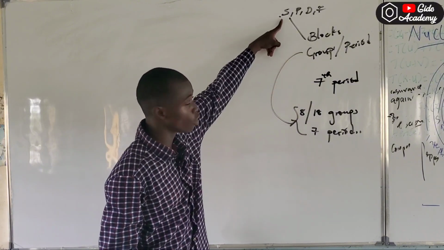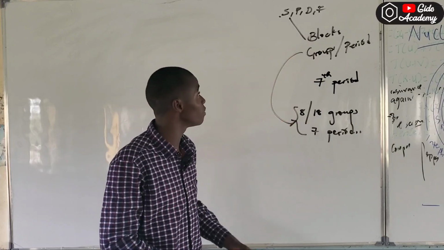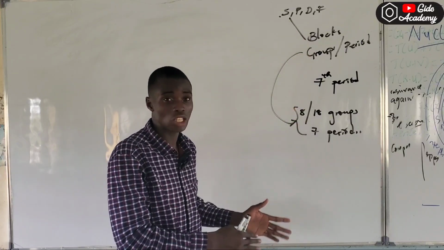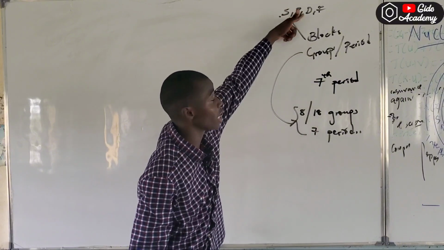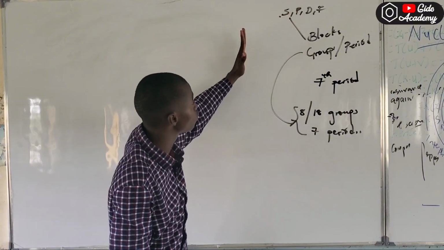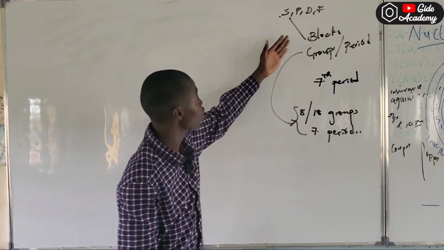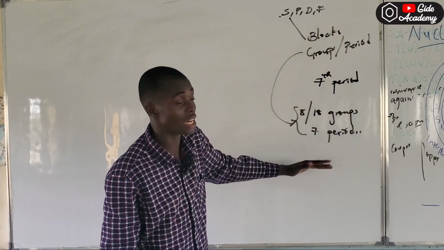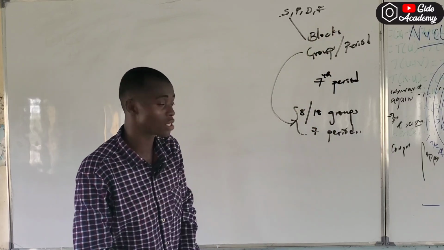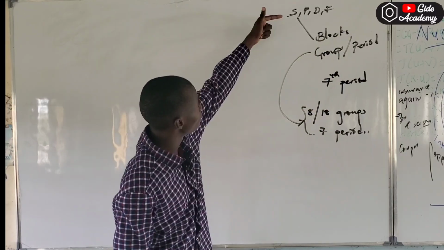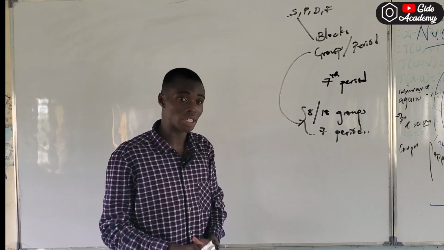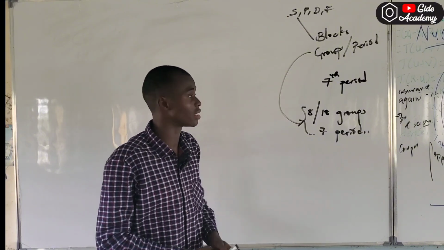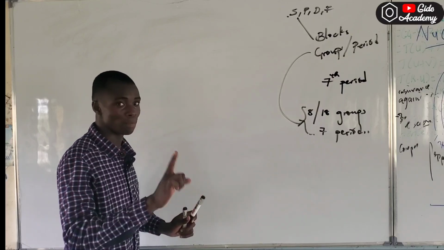Remember, the S block are the group 1 and group 2 elements. The P block are group 3 down to group 0. While the D block are found in between group 2 and group 3. While the F block are the lanthanides and the actinides, which are found in period 6 and period 7. The S and the P block are called the representative elements. Don't forget that, please.